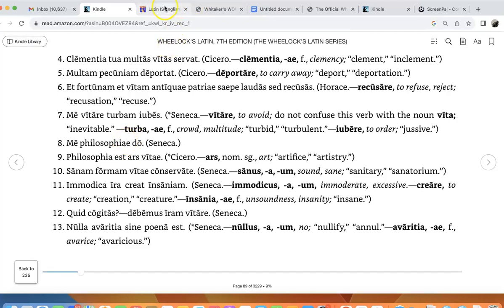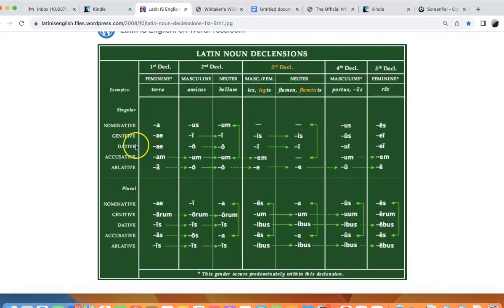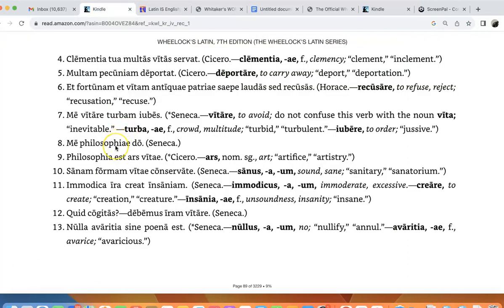Let's take a look at the "to philosophy" for a second. And so philosophiae is dative, so AE. Notice it wouldn't make any sense to say I am giving me of philosophy. That just sounds weird. So I'm giving me, i.e. I'm giving my life to philosophy. So like Plato, like Socrates, giving my life to philosophy.